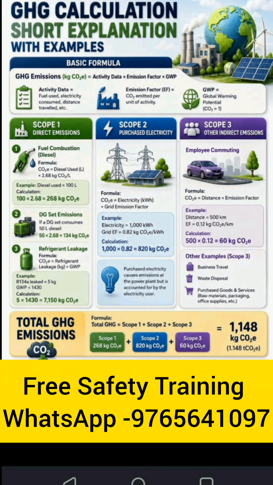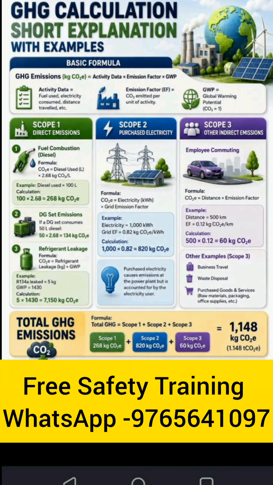Next, Scope 2, the purchased electricity, which is indirect emission. The formula: CO2 equals electricity in kWh into grid emission factor. For example, if you consume 1000 kilowatt hours of electricity, the grid EF is 0.82 kg CO2 per kWh. So calculation: 1000 into 0.82 equals 820 kg CO2. So purchased electricity causes the emission at the power plant, but it is accounted by the electricity user.